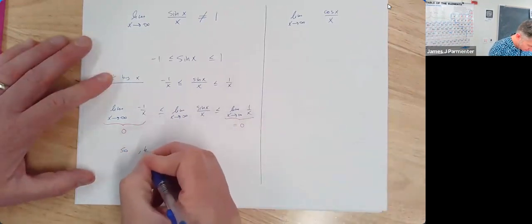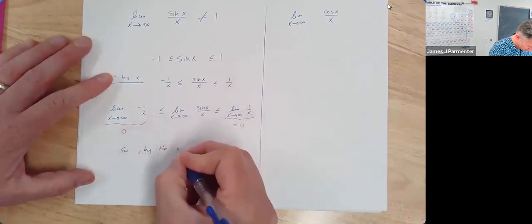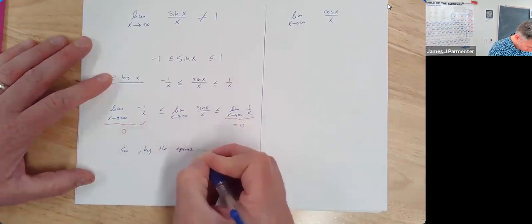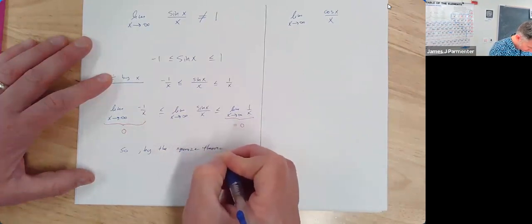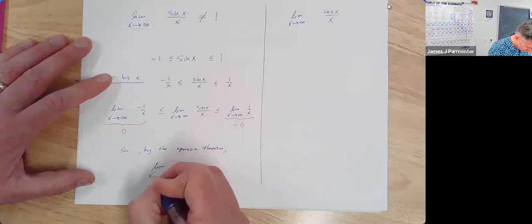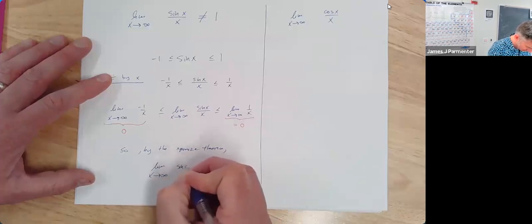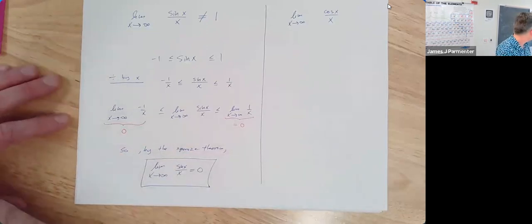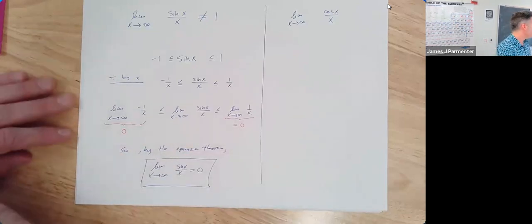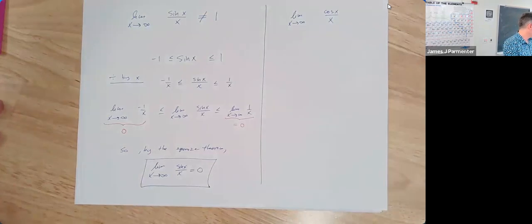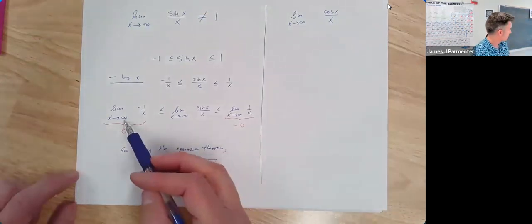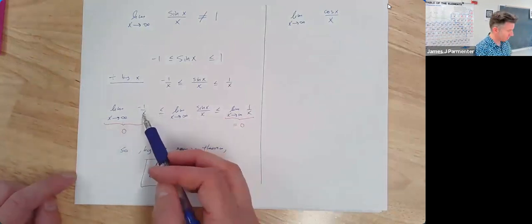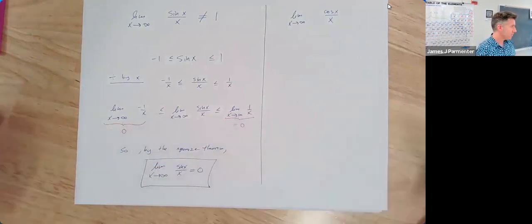So by the squeeze theorem, or sandwich theorem, as some people call it, the limit as x goes to infinity of sine of x over x is 0. And it would be true whether we went to infinity or to negative infinity. I think you all can see that if I did the limit as x went to negative infinity here, I'd still be getting 0, and negative infinity here, I'd still be getting 0.